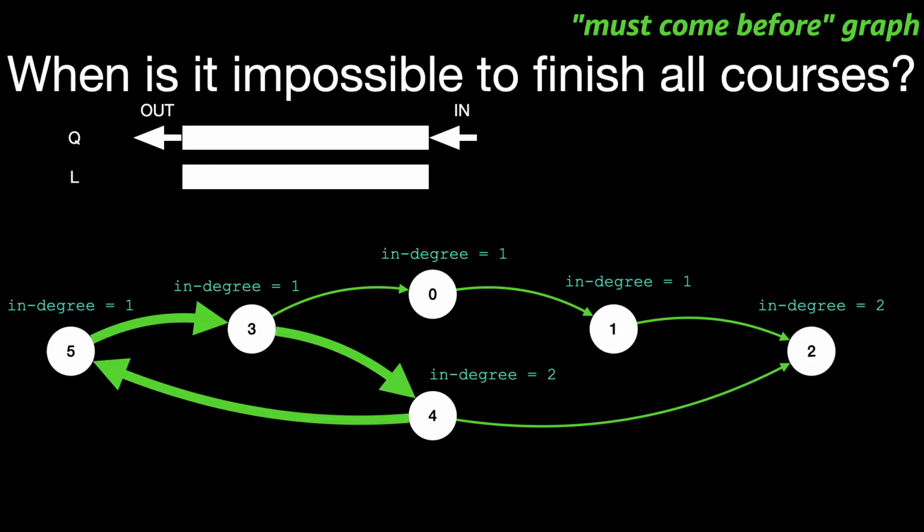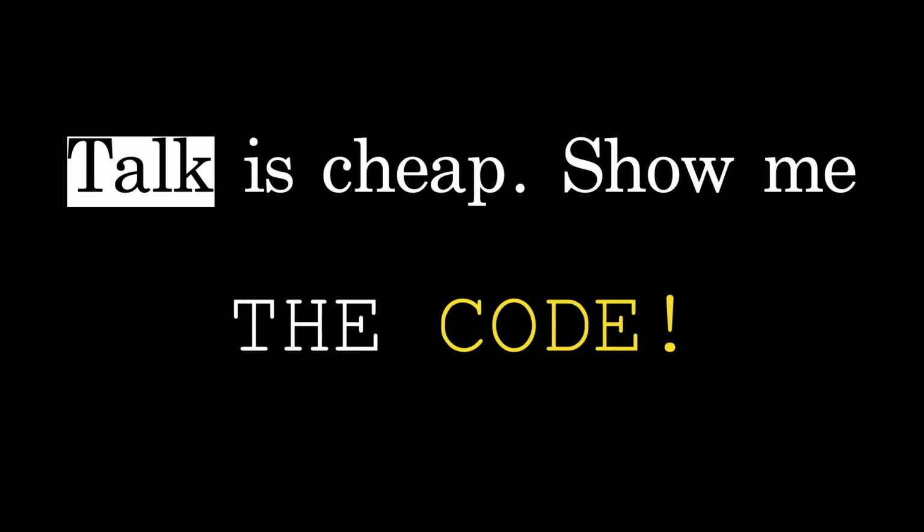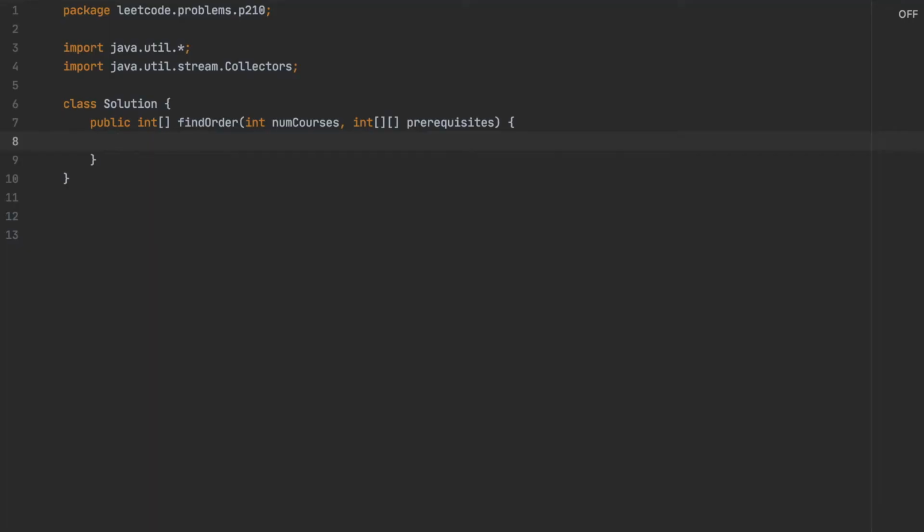So when is it impossible to finish all courses? As this example shows, when Q is empty and L does not contain all nodes, we can see in this scenario, we could not find any node that has 0 in-degree. There is a cycle among 3, 4, and 5. Okay, talk is cheap. Show me the code. Now let's do the live coding.